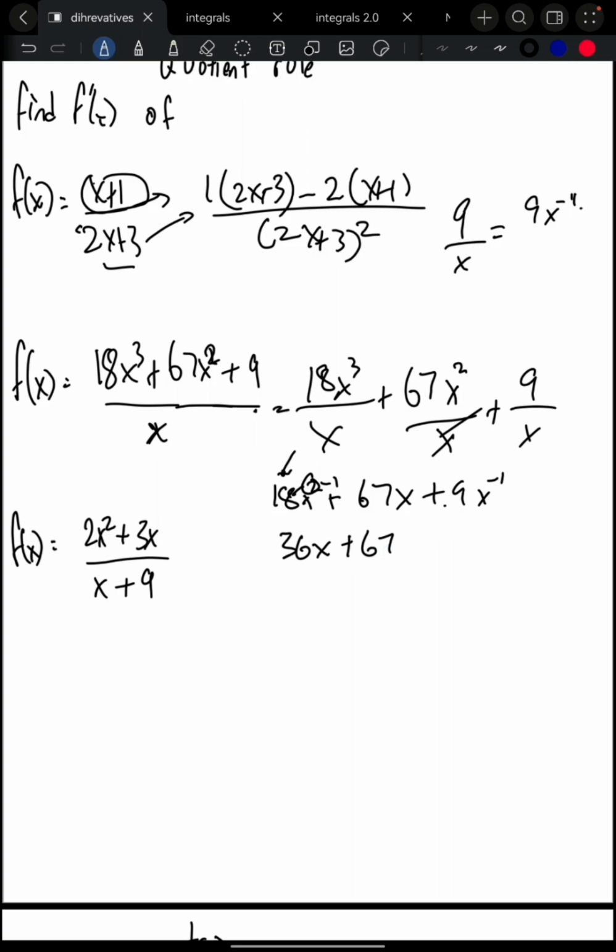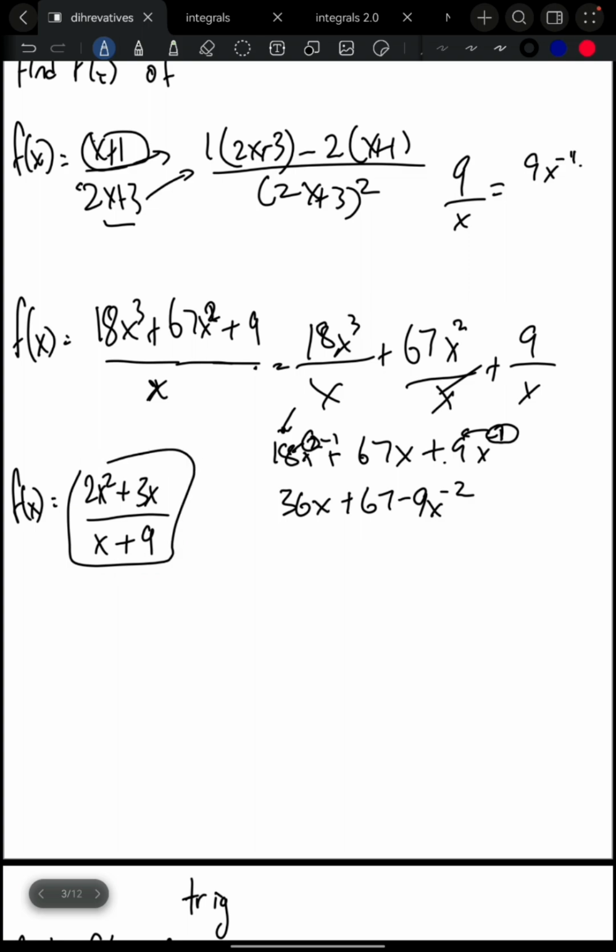The derivative of this one, you bring the power down. So negative 1 times 9, that's just negative 9. Subtract 1 from the power, it's not 0, it's just negative 1 minus 1, which is negative 2. And you can write x to the negative 2 as 1 over x squared. Multiply that by negative 9, so it's just negative 9 over x squared. But I don't need to simplify.